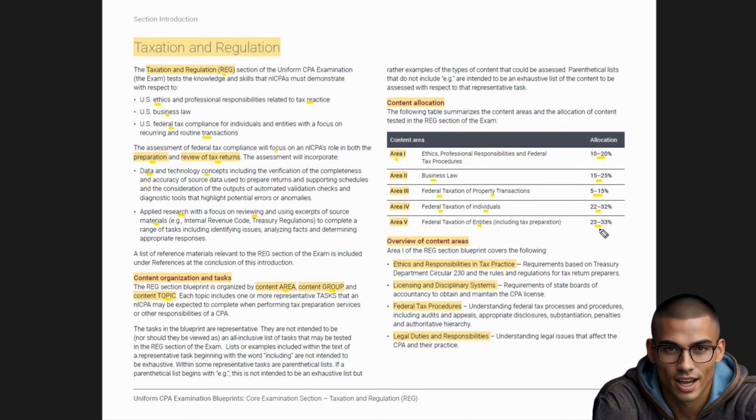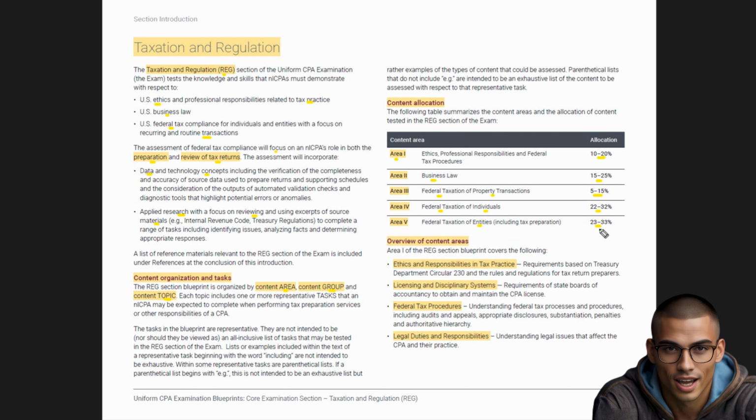So going here to Area 1, Ethics, Professional Responsibility, and Federal Tax Procedures, we can see that for Area 1, this is going to cover ethics and responsibilities in tax practice, licensing and disciplinary systems, federal tax procedures, and legal duties and responsibilities. Area 2 of the REG exam focuses on business law concepts and the legal implications of business transactions. This area includes government regulations of businesses, as well as areas of agency, contracts, debtor and creditor relationships, and business structures.